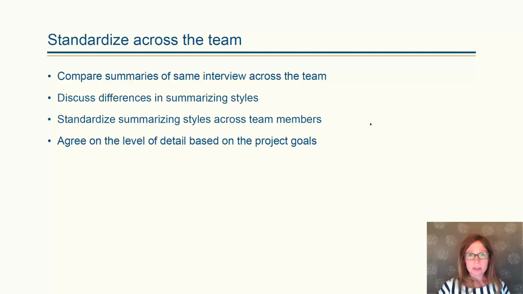So talk about this with your team, standardize your style across your team members, and very, very importantly, you need to agree on the level of detail based, again, on your analytic goals of the project. Some summaries, if it makes sense, are a lot more general. Some summaries are a lot more detailed, in particular in certain sections. And again, that all has to be decided as a group in conversation with your PI all together to make sure that everyone's doing it the same.